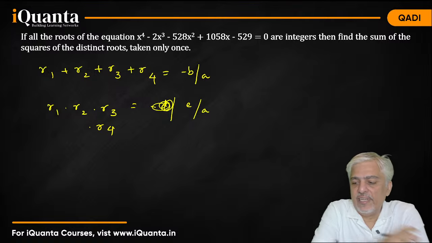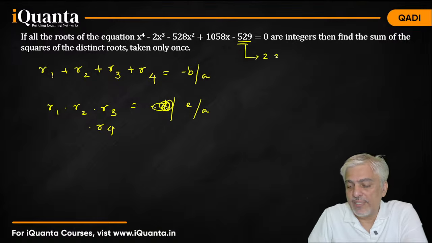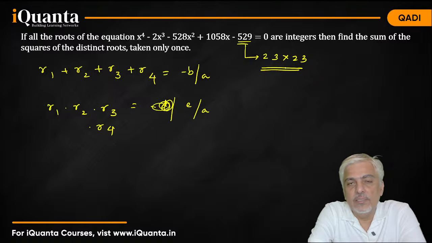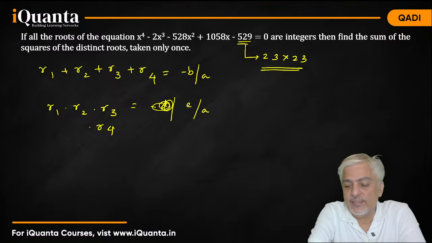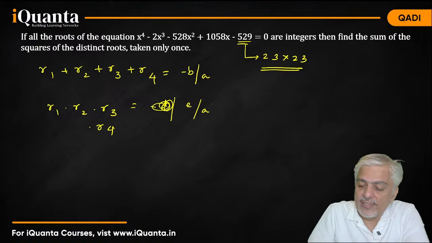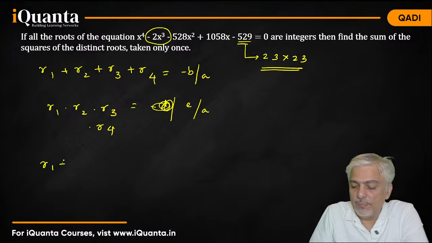Now, if you notice very carefully, this 529 gives us a big hint. 529 is 23 into 23. Pay attention everybody carefully. 529 is 23 into 23, and there is negative 529, which tells me that one of them is 23 and the other is negative 23. But the other two signs are not very sure, and that is why we will also use this. Sum of the roots R1 plus R2 plus R3 is only 2. Sum of the roots was only 2. Pay attention very carefully, everybody.